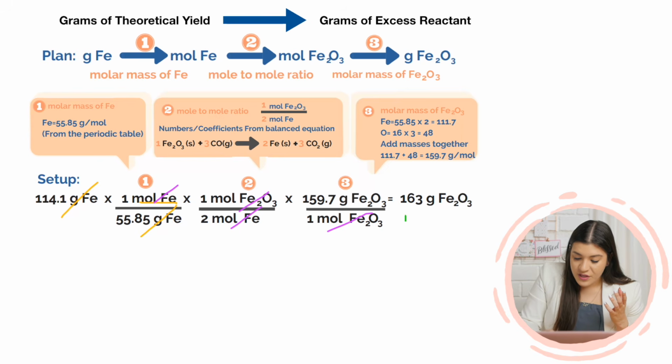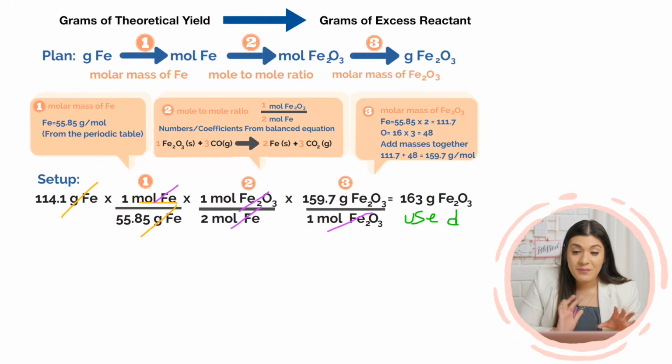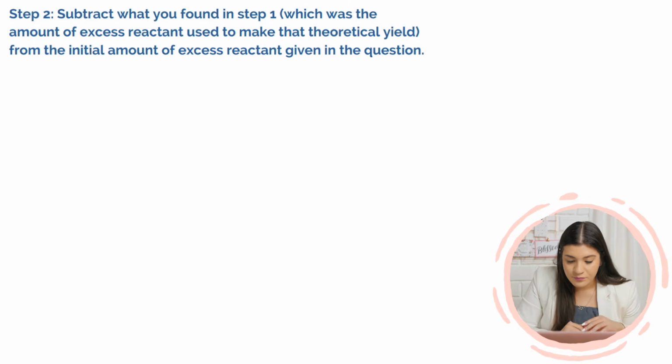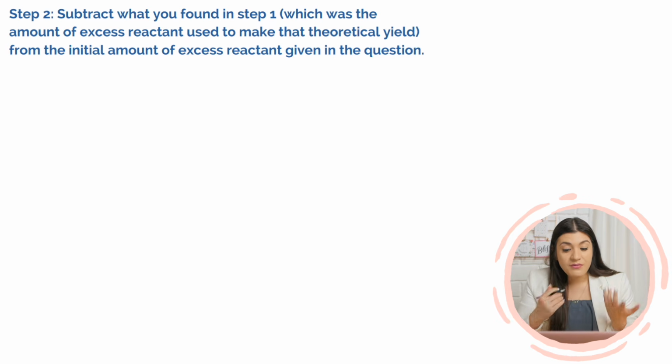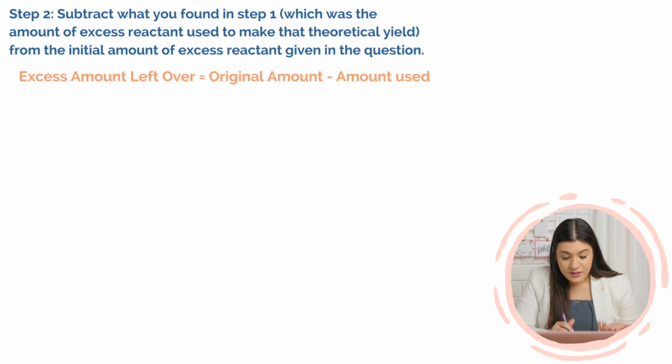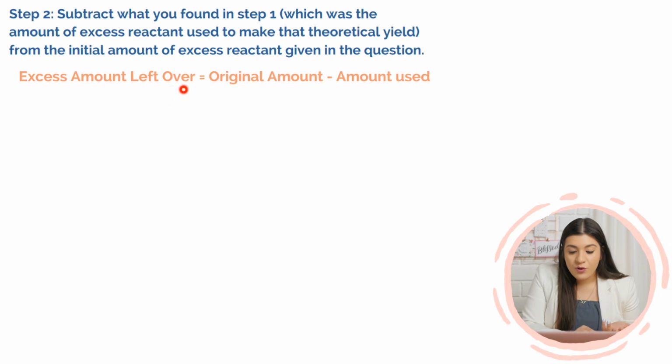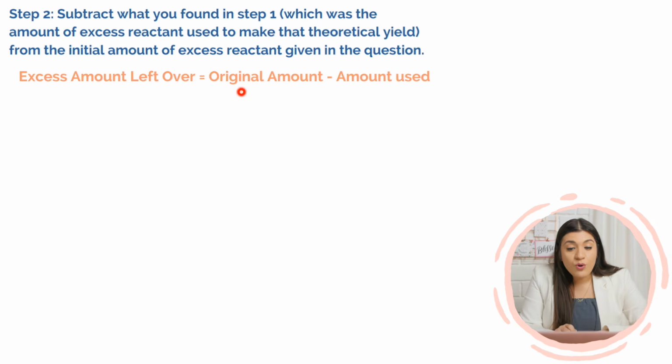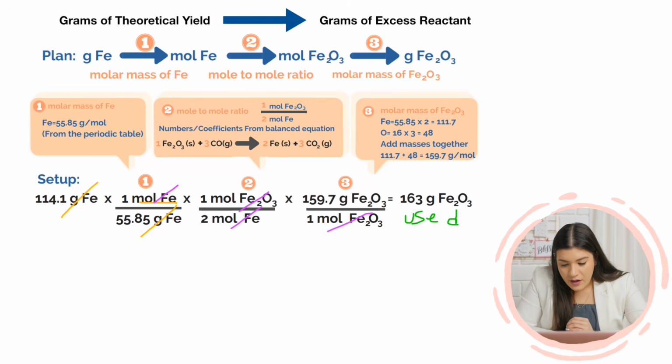So I know this is how much I actually used. It's not my leftover, it's not the excess. To figure out how much is left over, I have to do this. So to figure out the leftover amount, you're going to take your original amount that was given in the question, and you're going to subtract from it what we just found, which was the amount used. Making sense?